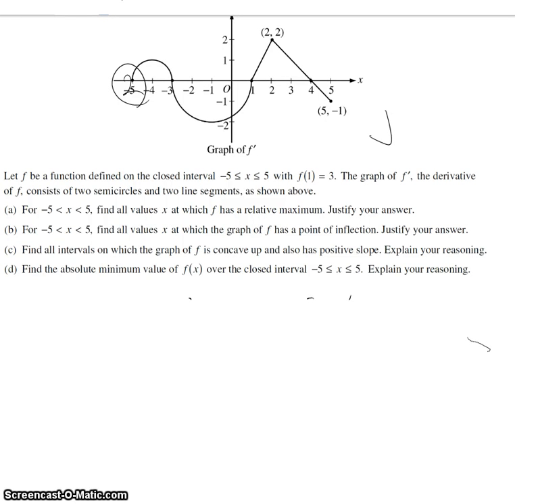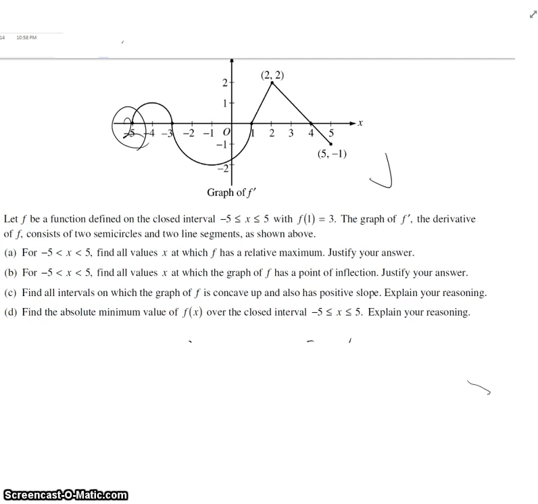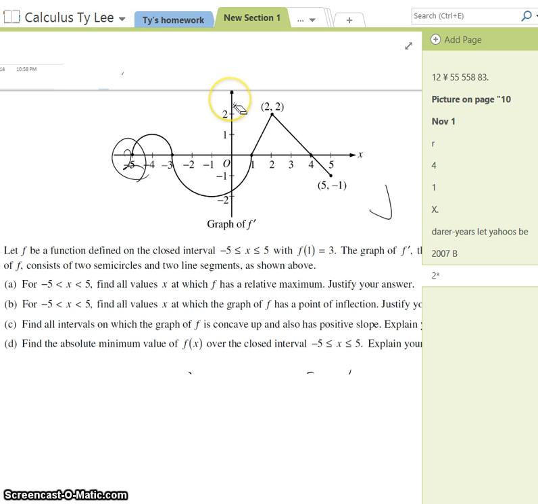Hi, this is Tyler recording for 2007 part B, number 4. This is basically a question of a graph of f prime x. Please notice that it's f prime instead of f, so that the point f prime of 0 would mean it has a relative maximum or minimum or critical point depending on the situation.